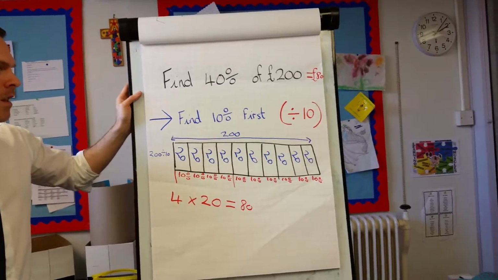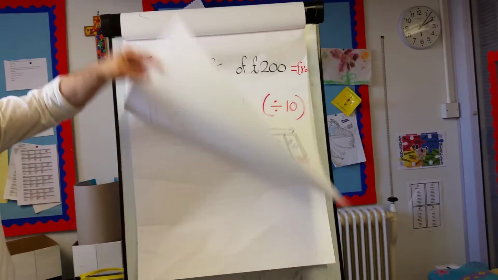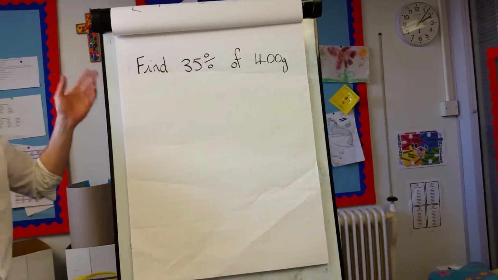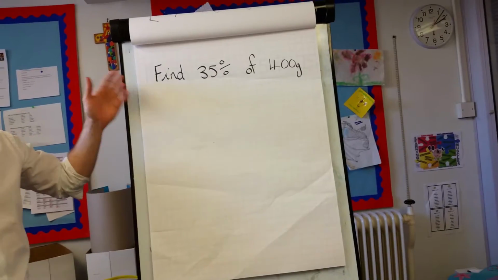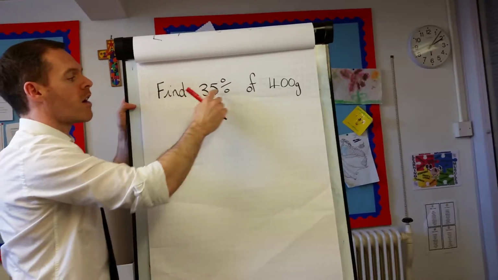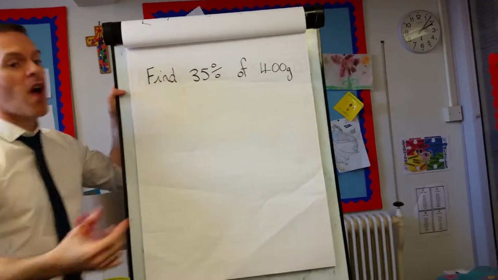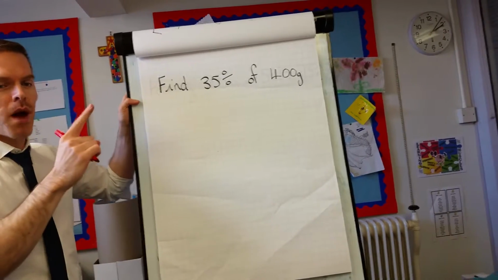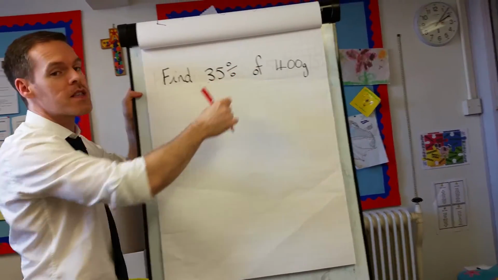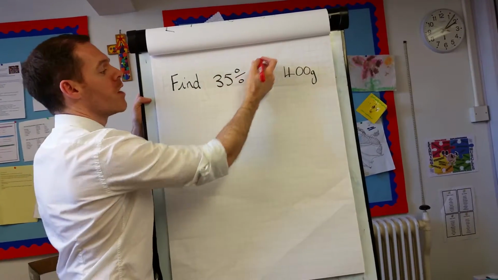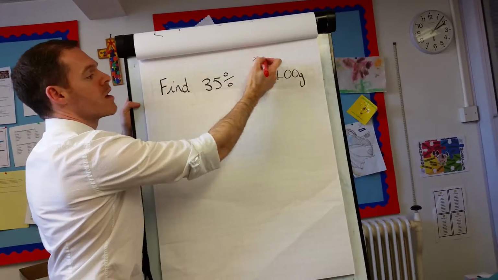I think I've got a second example. Yes, I have. But let's have a look at another example and just go through the same strategy all over again. So here we have find 35%. And remember, it could be of lots of different things. So this example, it's find 35% of 400 grams. Okay? We follow the same steps. Just quickly to remind you that, of course, we know of means the same as times. Okay? So it could be written find 35% times 400 grams.